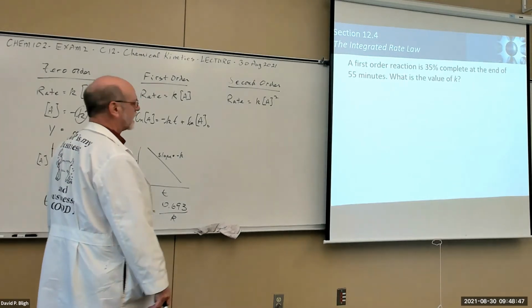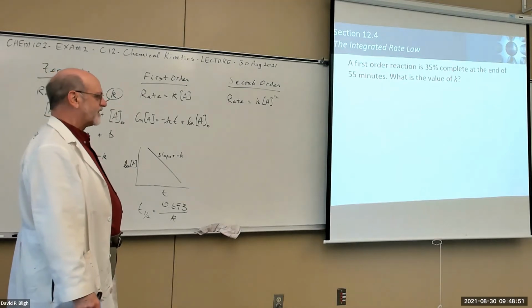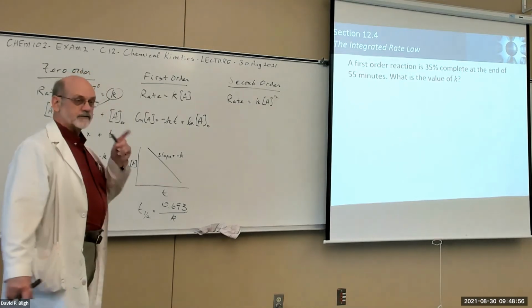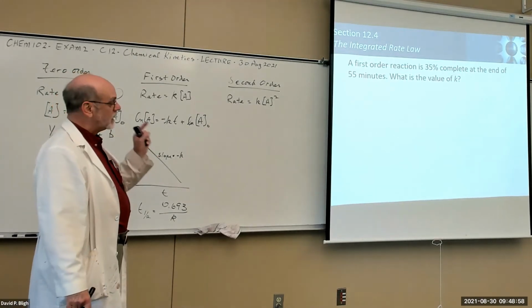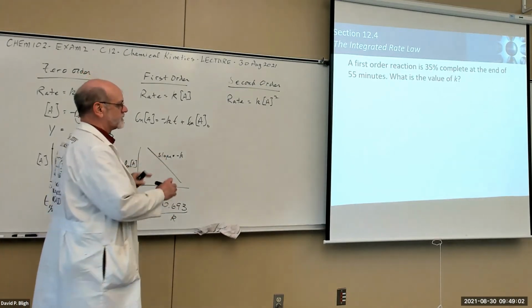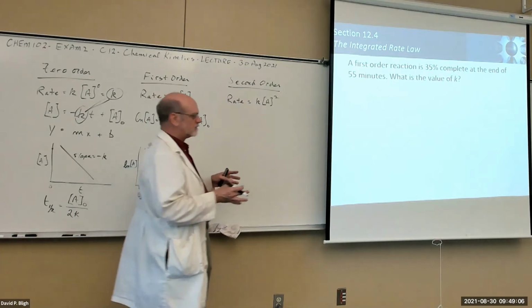We're going to digress for a minute. First order reaction, 35% complete at the end of 55 minutes. What's the value of K? Okay, you're told that it's first order, and you're saying the reaction is 35% complete at the end of 55 minutes. All right, so what does that look like? I like to draw a table.